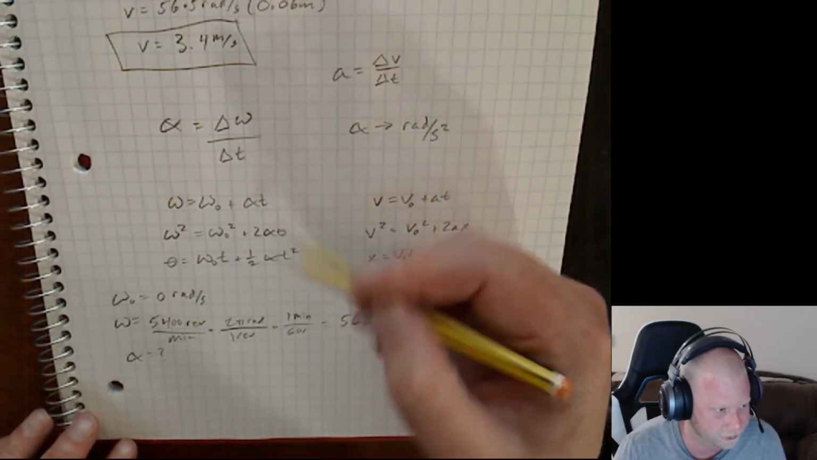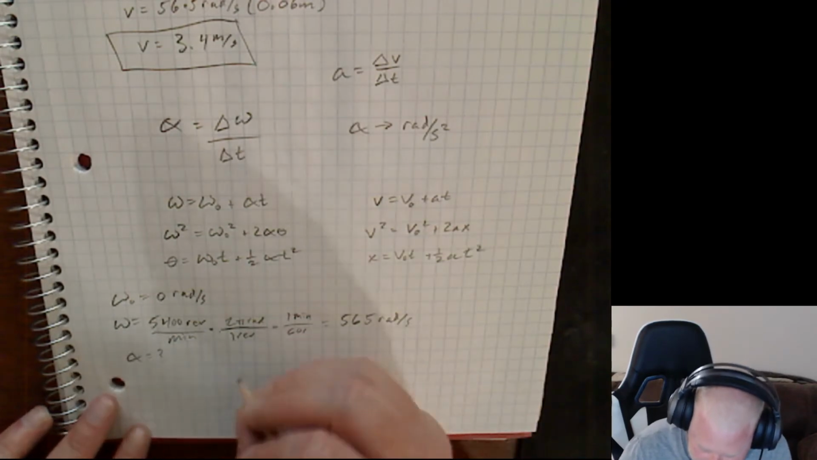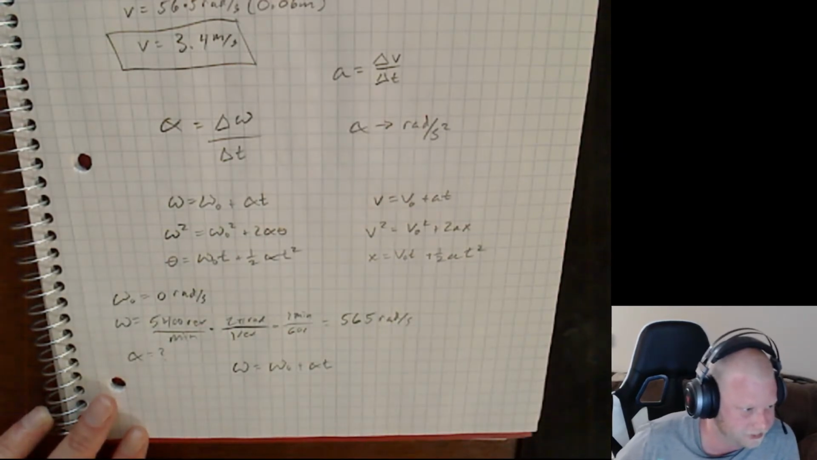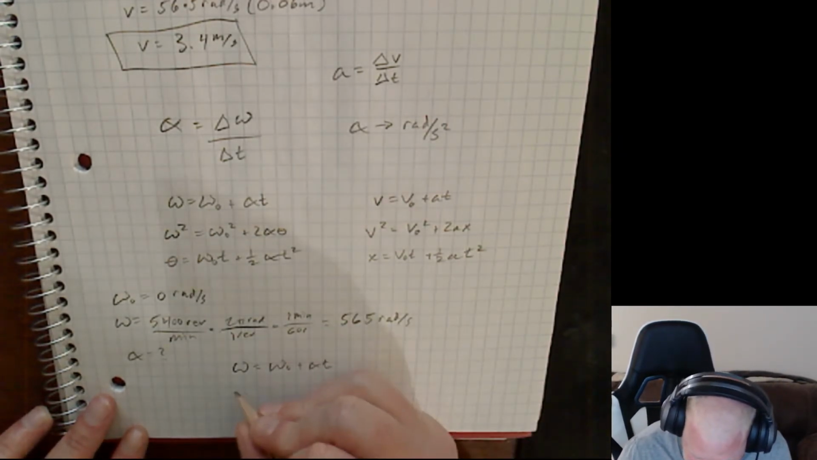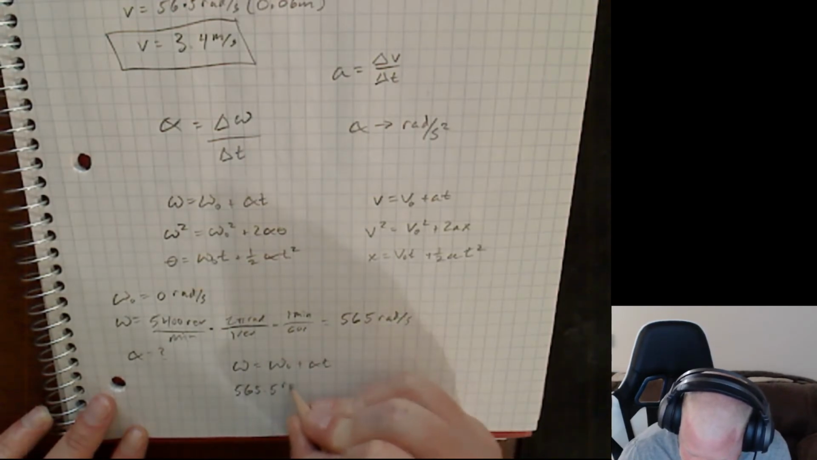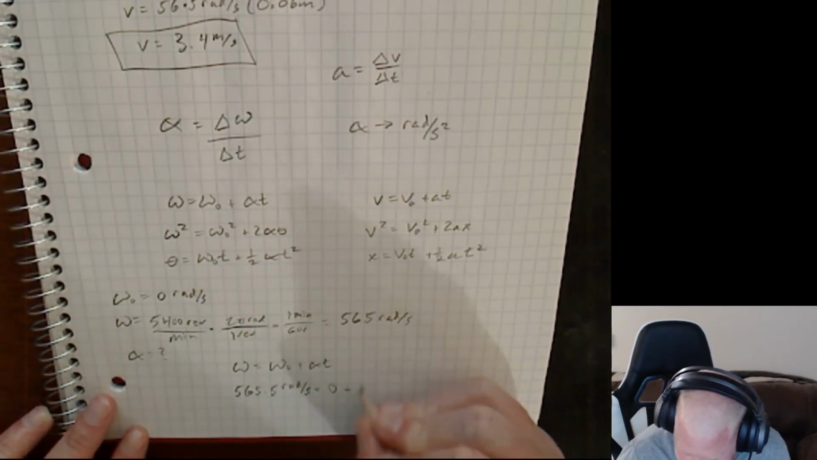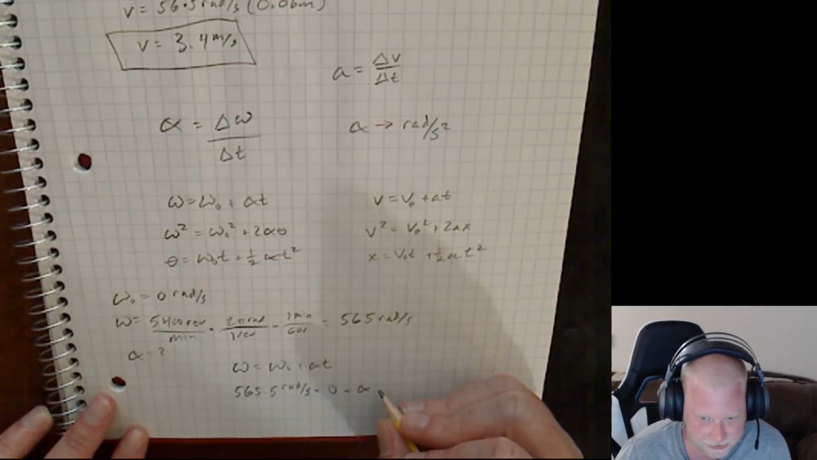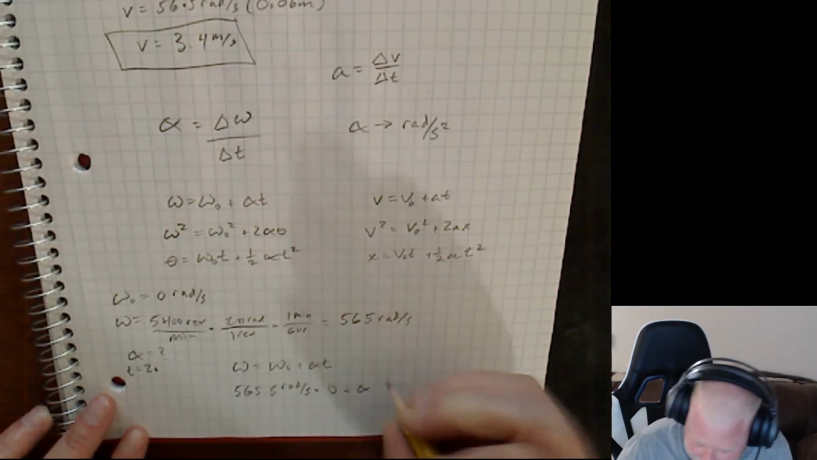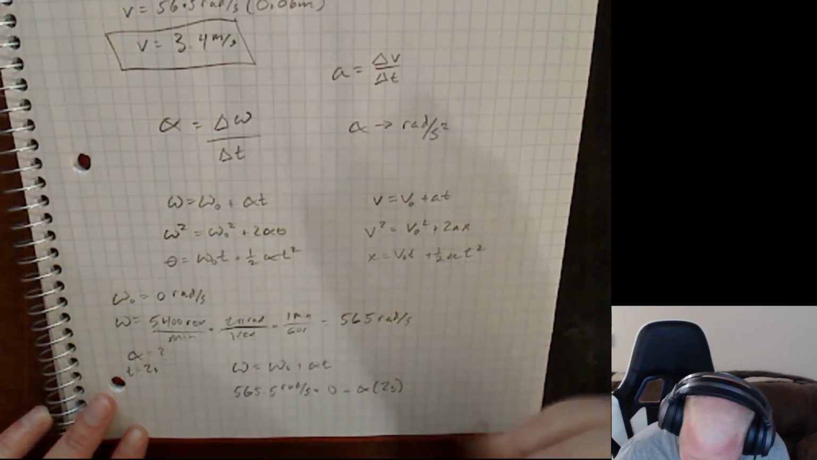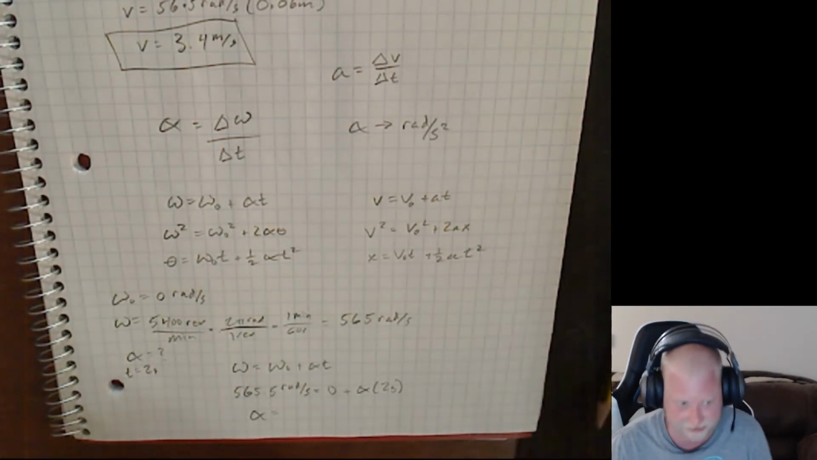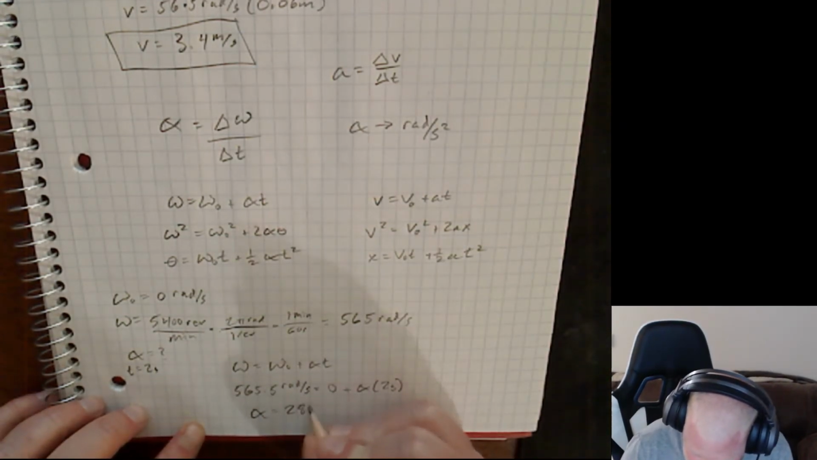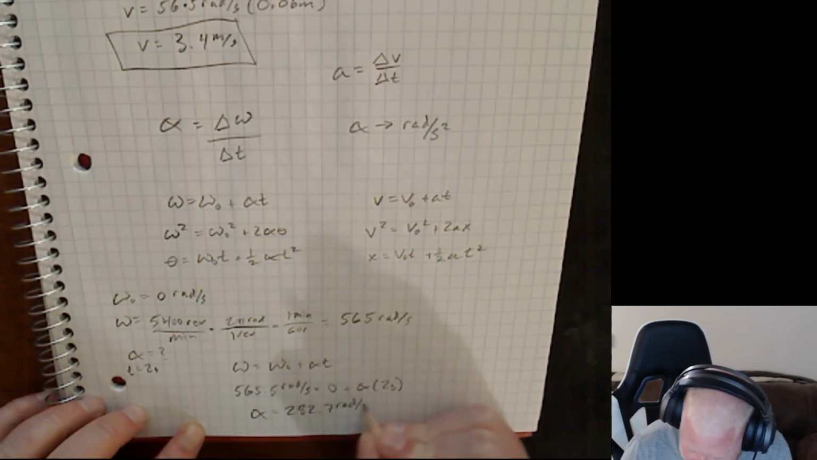Well, again, you just scan through your equations, just like we did at the beginning of the year. And we've got enough information to use that first equation, where 565.5 radians per second is equal to 0 plus unknown angular acceleration times a time of 2 seconds. So our angular acceleration in this case comes out to 282.7 radians per second squared.